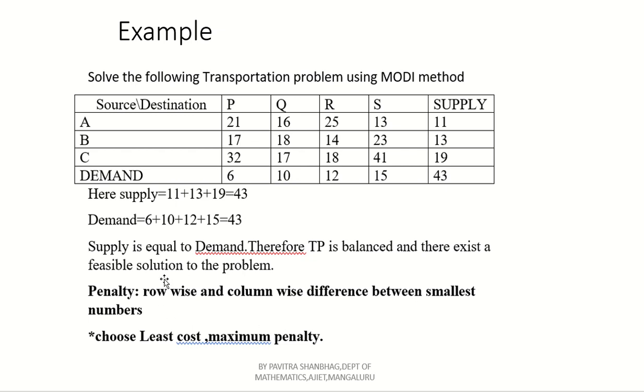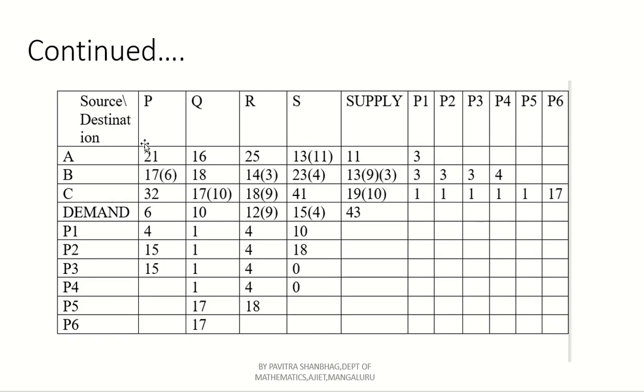Once again, we have to check whether the total supply matches the total demand. If it matches, then we can say that the transportation problem is balanced and there exists a feasible solution to the problem. And how to calculate the penalty? We have to find the row-wise and column-wise difference between the smallest numbers and choose the least cost and maximum penalty. Now here let us construct a table based on this. See here, P, Q, R, S given. Here we have followed the shortcut method because its explanation was already given in the previous lecture.